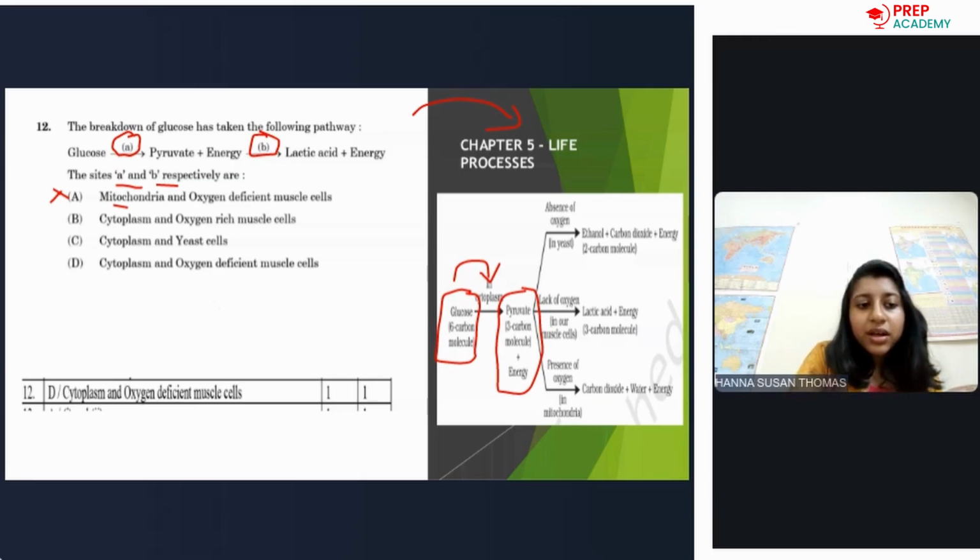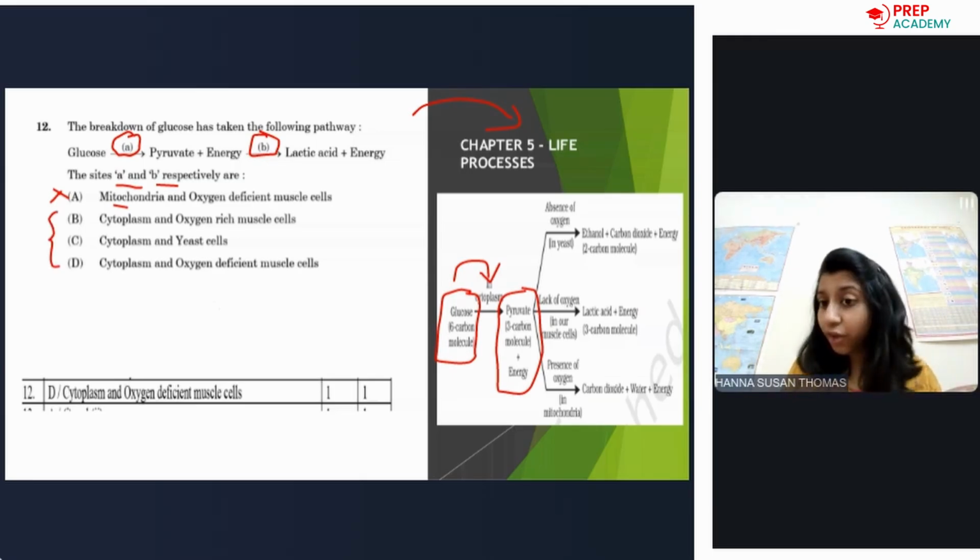But the rest of the three options, they have got cytoplasm in it. So there is no chance of us to eliminate at this point of time. Next come pyruvate and energy. In which site is it converting into lactic acid and energy?